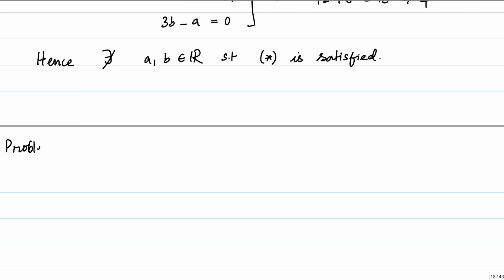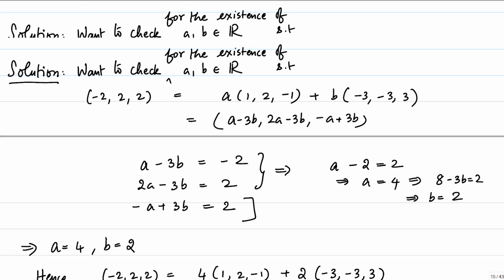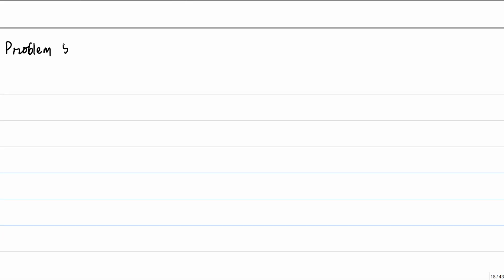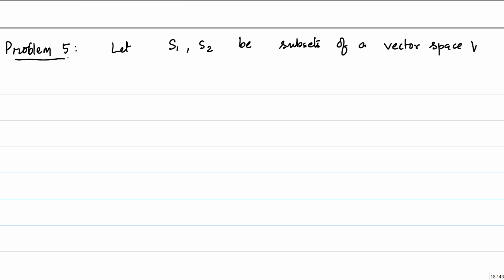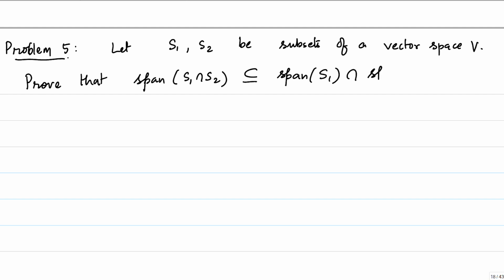So let me call it problem 5. Let S1, S2 be subsets of a vector space V. Prove that the span of S1 intersected with S2 is contained in the span of S1 intersected with the span of S2. Moreover, give an example.